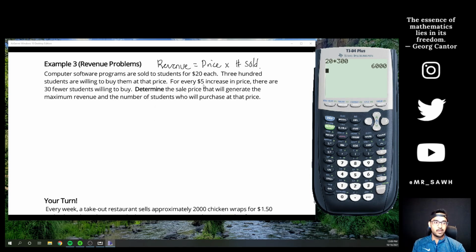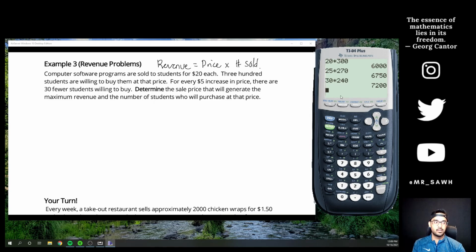Now, if I increase that price by $5, there's 30 less people willing to buy it. So now if the price is $25, 300 people aren't going to buy it anymore, but 270 will, right? 30 less people. And you're going to see I'm going to actually generate more money than I did before. Well, what happens if the price is $30? And I'm going to sell it to 30 less people. So if I multiply this by 240 now, I'm still going to make more money than I did originally. So I have to find that sweet spot where I can make the most amount of money.